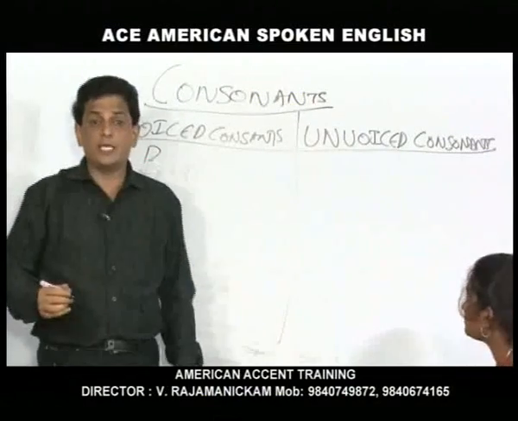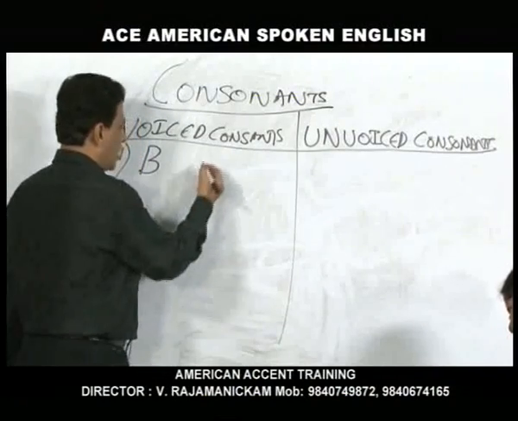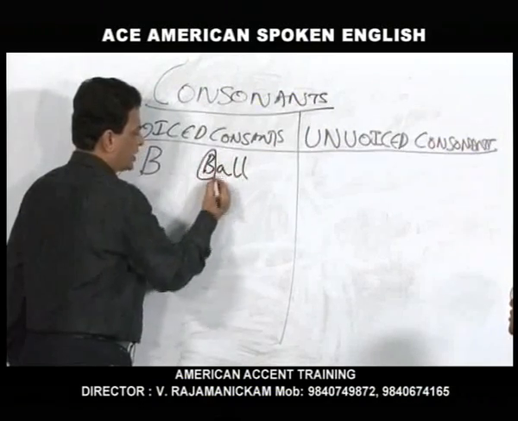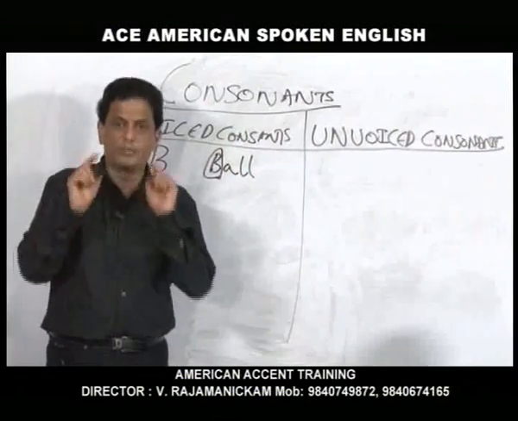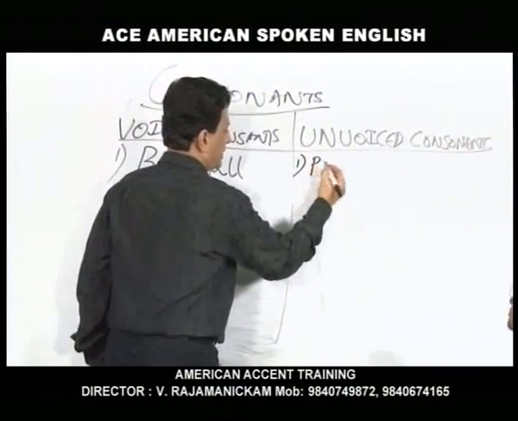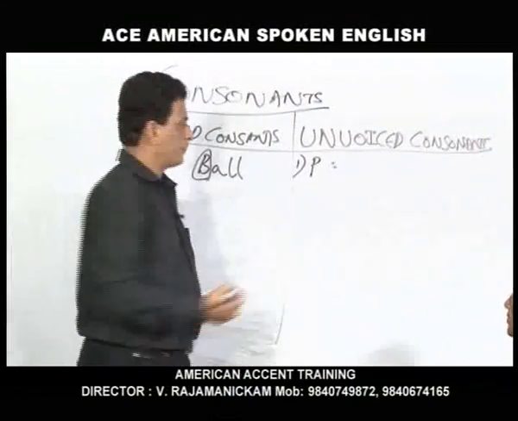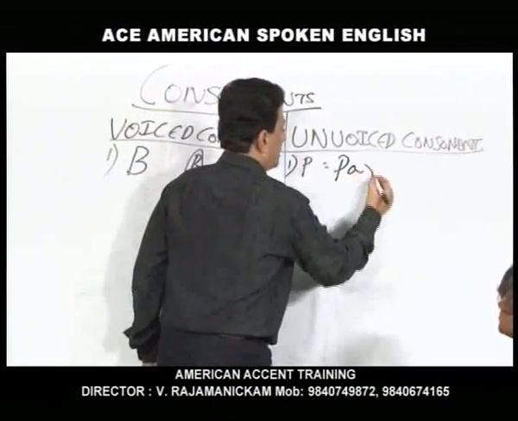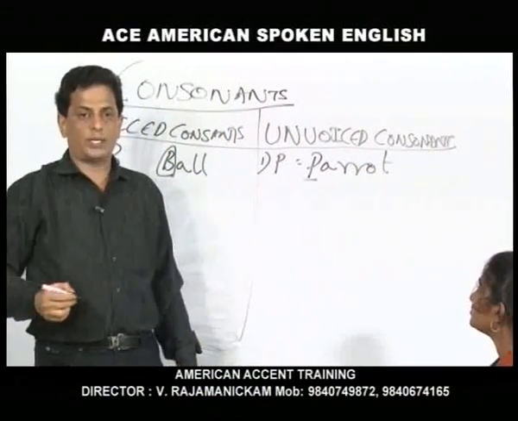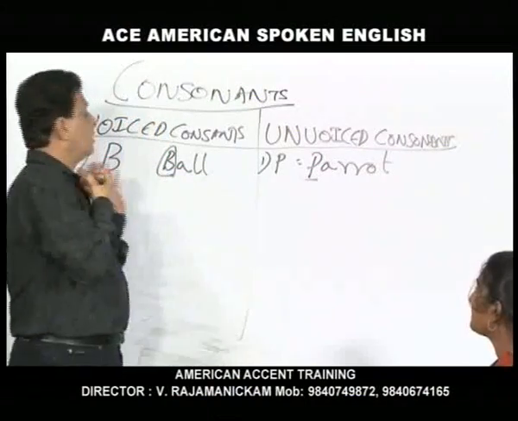Number one is B. How is B pronounced? Ba. Ba. An example is ball. So this is a voiced consonant. The partner of B is P. An example for P is parrot. So the P is pronounced as in parrot.